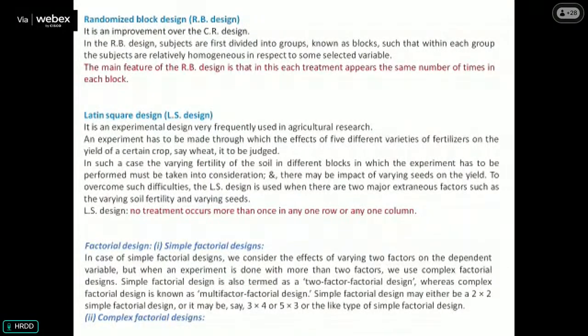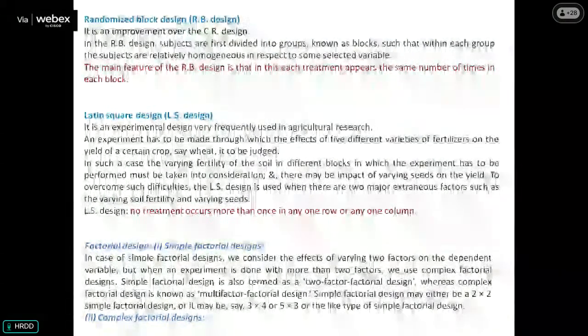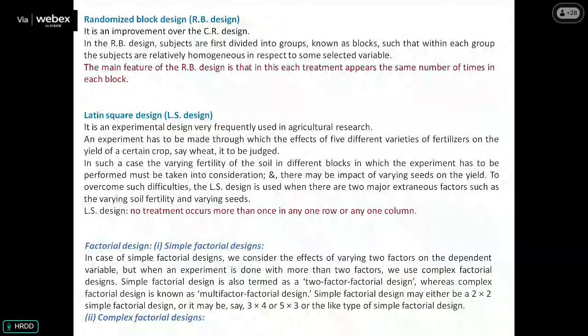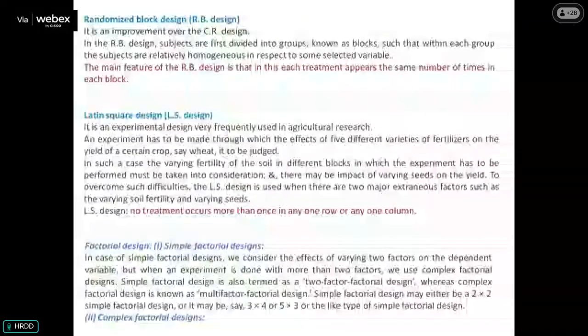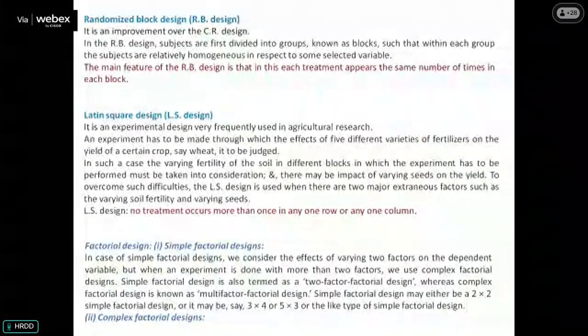All these are one factor designs, meaning you can decide the dependent variable based on only one independent variable. Say if you do it with fertilizer, you can do it with fertilizer. If you do it with seed variety, it's based on seed variety. If you do it with crop variety, it's based on crop variety. Only one independent variable's effect on the dependent variable is evaluated by these techniques in these designs. But in a factorial design, multiple are done.